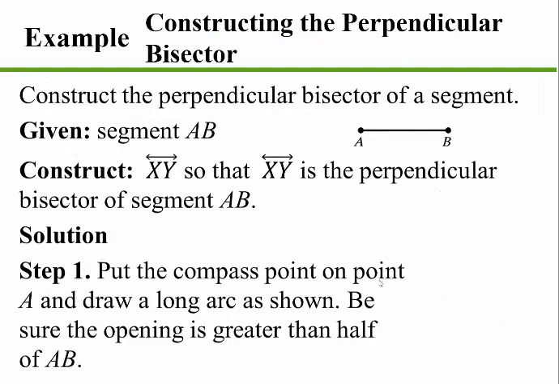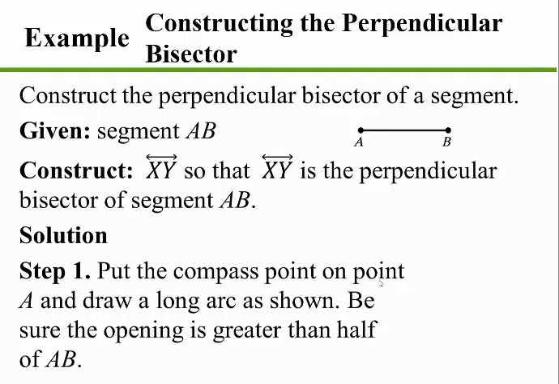All right, let's talk about constructing a perpendicular bisector. Construct a perpendicular bisector of the segment AB. So I have this line segment. Remember, a perpendicular bisector is a straight line that goes through the midpoint and forms four right angles. I want to construct some line XY so that XY is the perpendicular bisector of this segment AB. Here's what we do. Step one. Put the compass point on point A and draw a long arc as shown. I'll show you in a second.